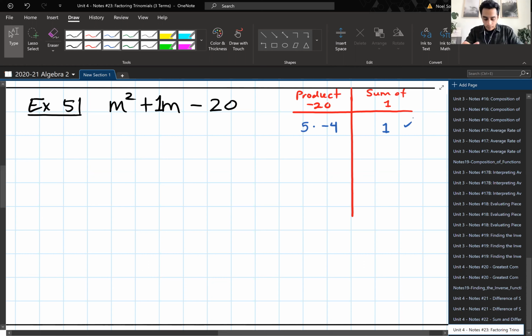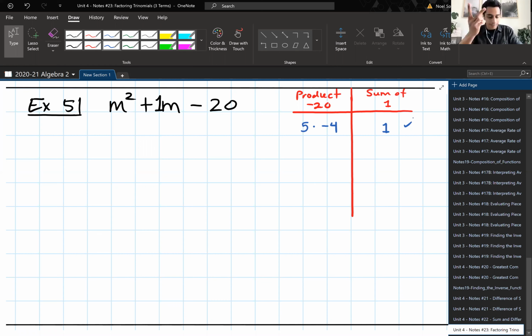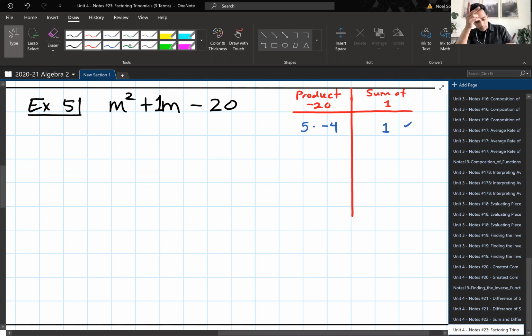Okay. Notice how it works here, but the opposite does not. What if you tried negative 5 times 4? Why does this combination not work for us? It multiplies to be negative 20, but what's the sum?